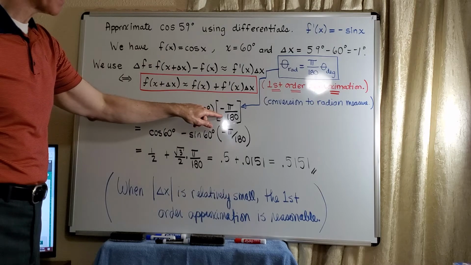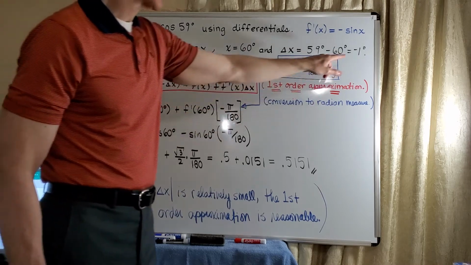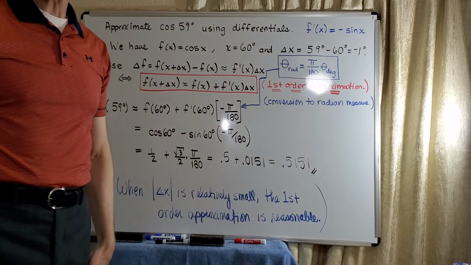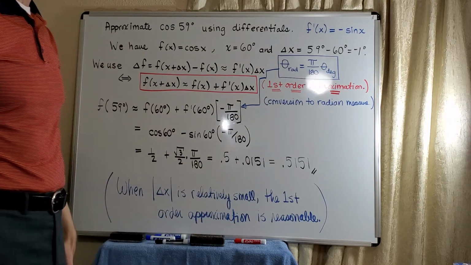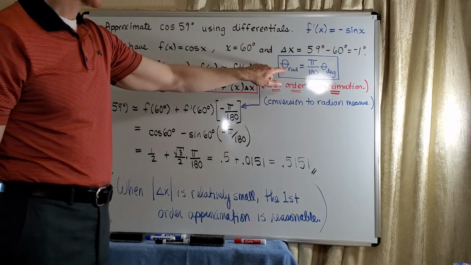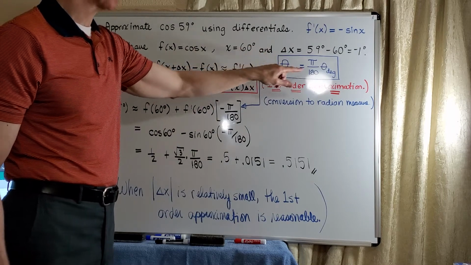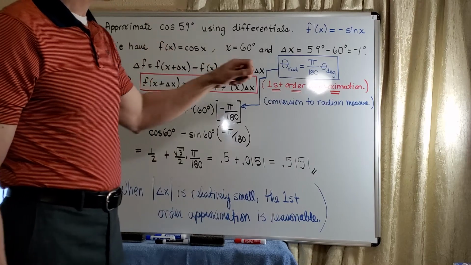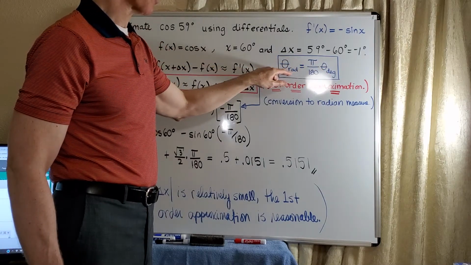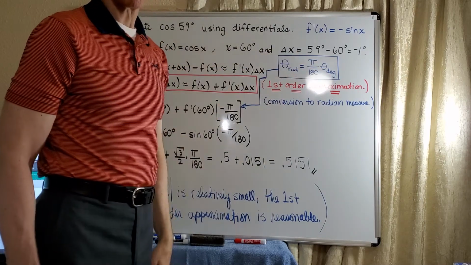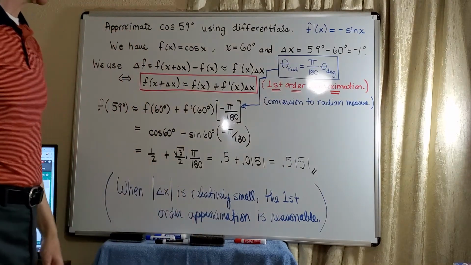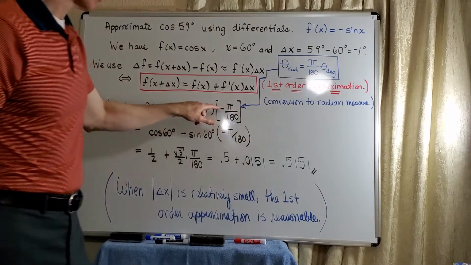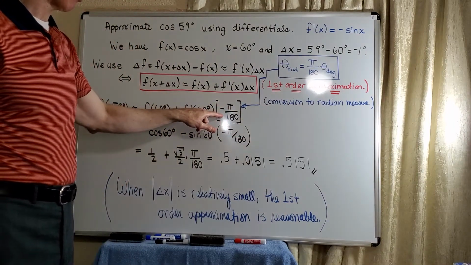But why do we have this? Well, notice the delta x is -1 degrees, but degree is not the pure measure that we need to do calculus. So we want to use the conversion between degrees and radians. If we want to convert from degrees into radians, we use this conversion formula, which you learned in your pre-calculus class. So for -1 degrees, we want to substitute -pi over 180.